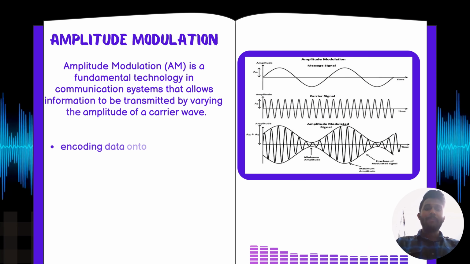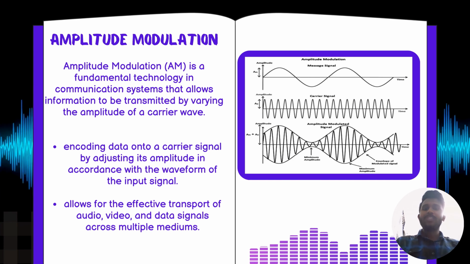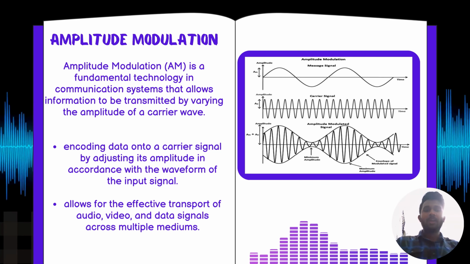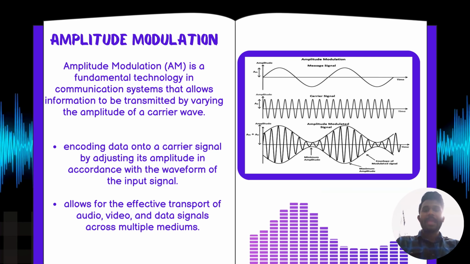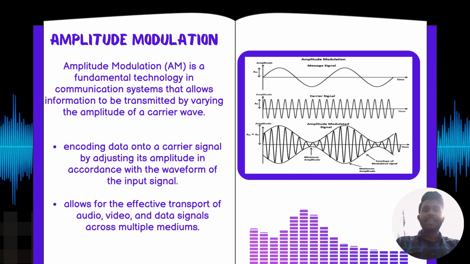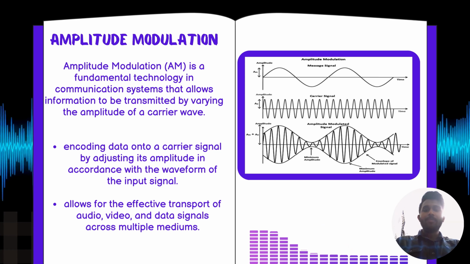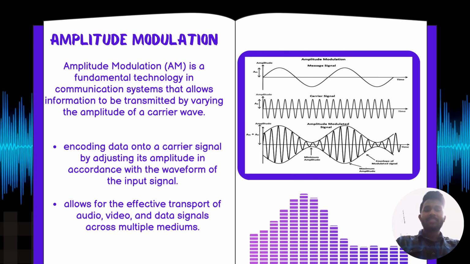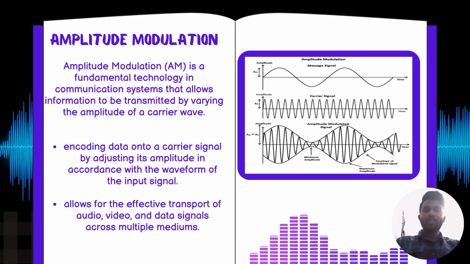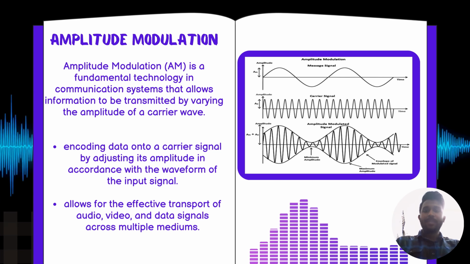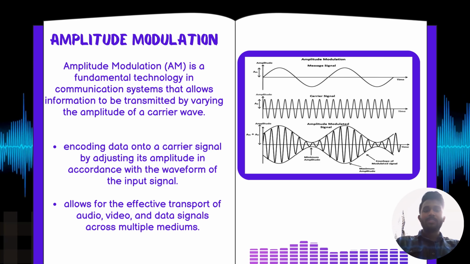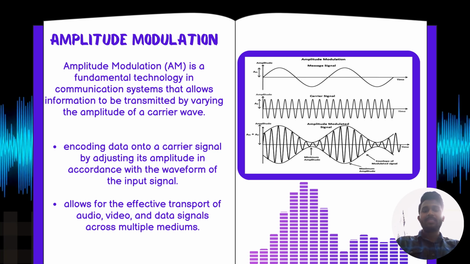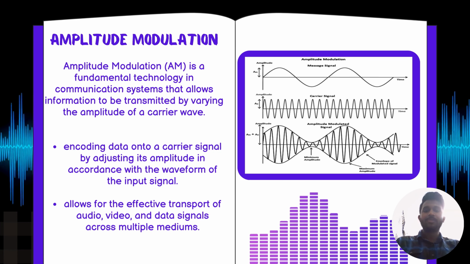First and foremost, amplitude modulation (AM) is a fundamental technology in communication systems that allows information to be transmitted by varying the amplitude of the carrier wave. Amplitude modulation encodes data onto a carrier signal by adjusting its amplitude in accordance with the waveform of the input signal. Amplitude modulation also allows the effective transport of audio, video, and data signals across multiple mediums.